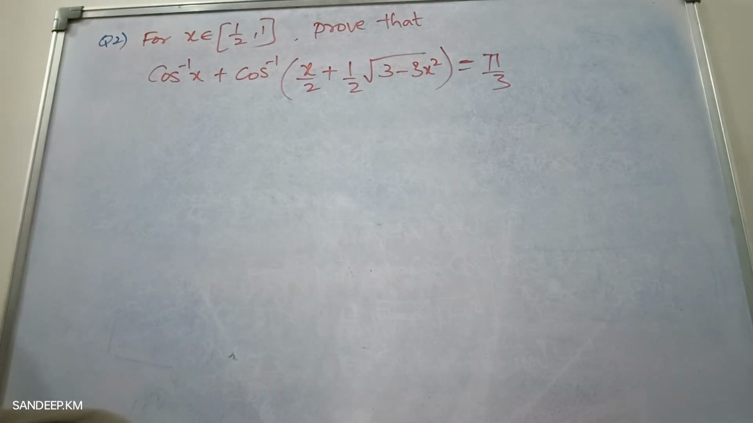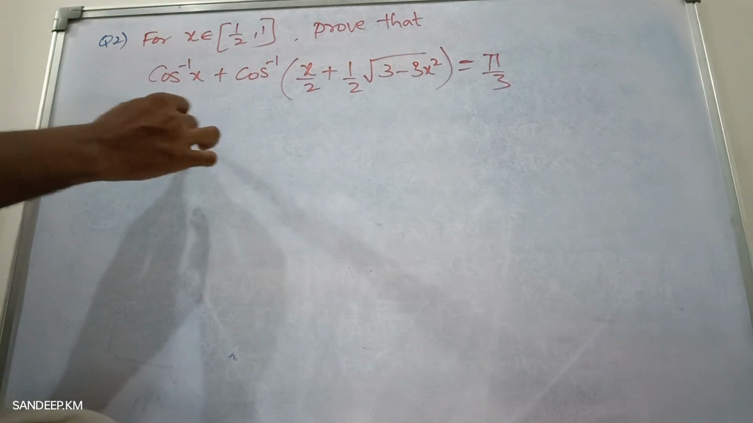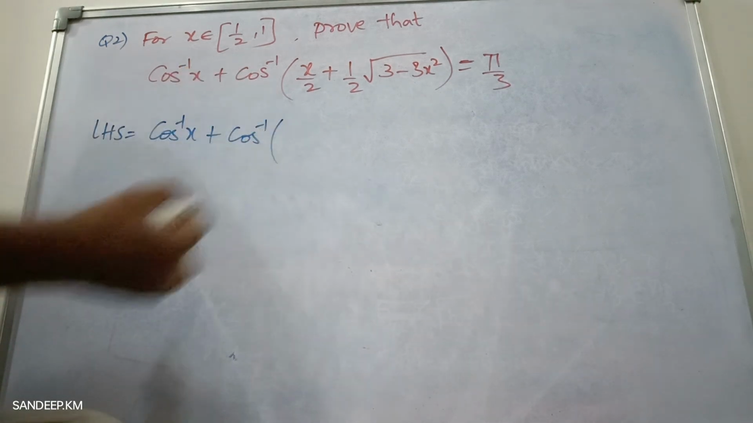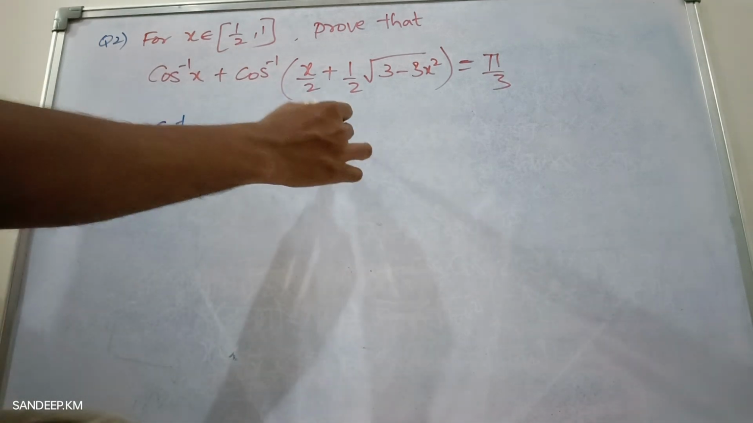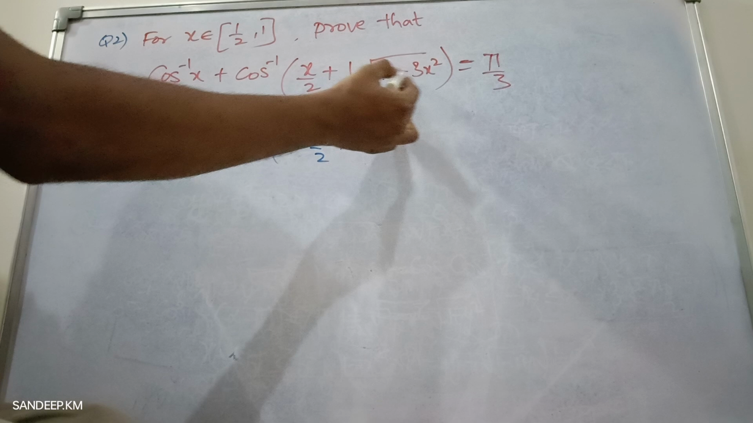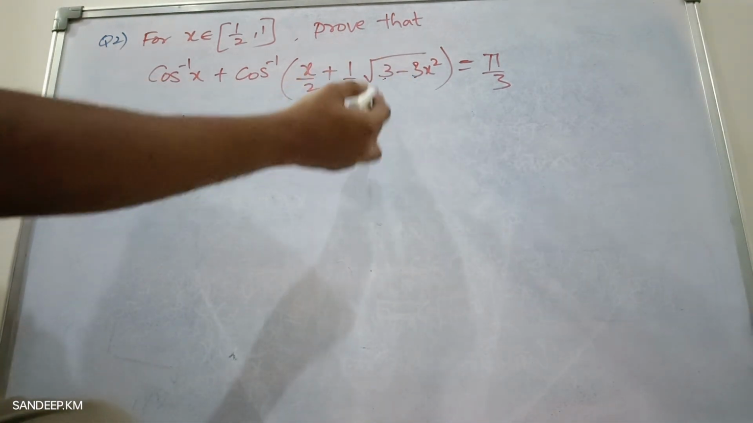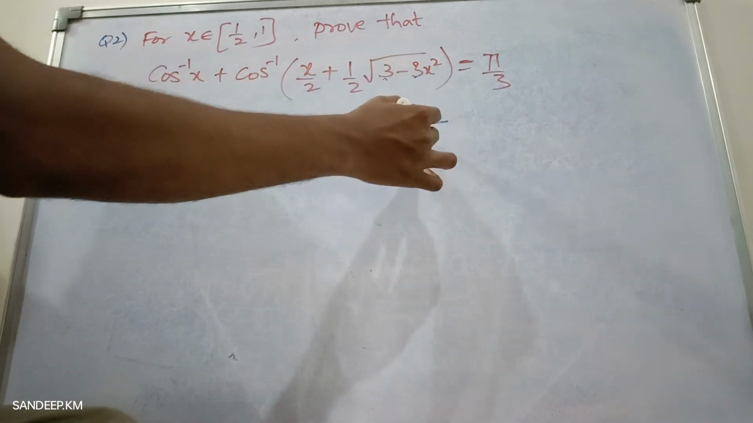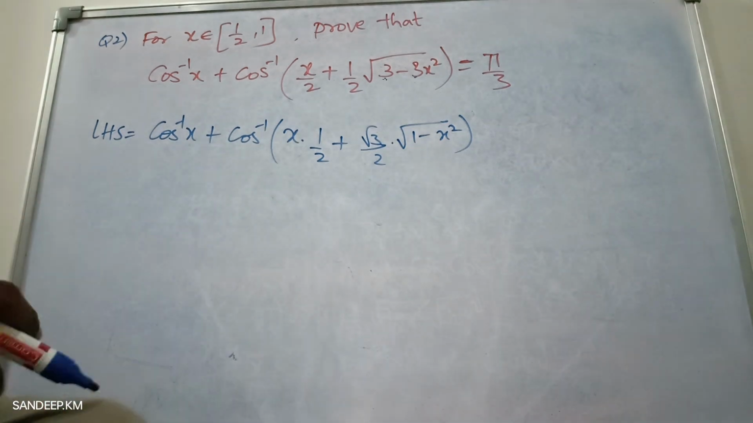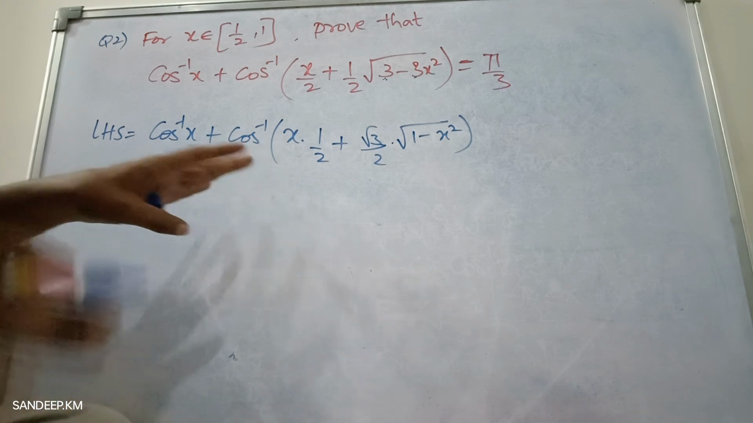See, I'll tell you the basic mistake which is made by students. They'll take the LHS, cos inverse of x by 2, they'll write it as x into 1 by 2, plus, they'll take root 3 common here and here, and they'll take root 3 outside the square root, and they'll write root 3 by 2 into square root of 1 minus x square. Fantastic. We have to prove that LHS is equal to RHS. So this one particular step they will do correctly.